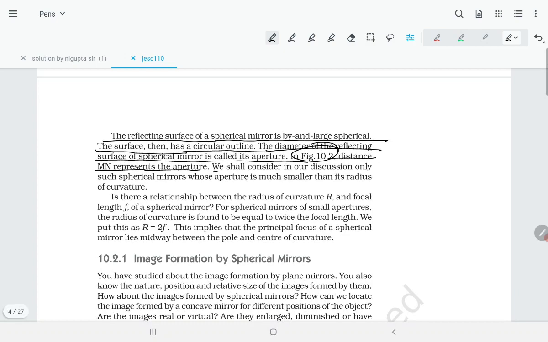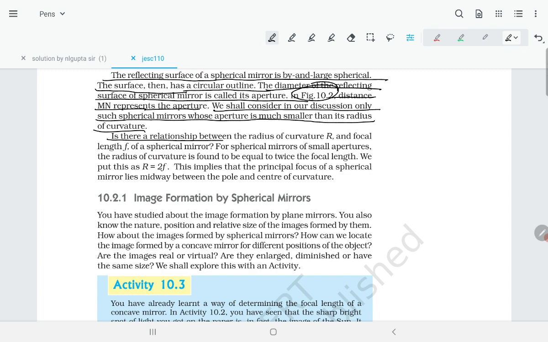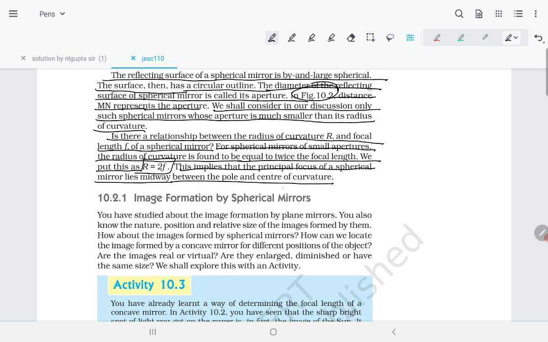We shall consider in our discussion only such spherical mirrors whose aperture is much smaller than the radius of curvature. Is there a relationship between the radius of curvature and the focal length of a spherical mirror? For a spherical mirror of small aperture, the radius of curvature is found to be equal to twice the focal length. We put this as R = 2f. This implies that the principal focus of a spherical mirror lies midway between the pole and the center of curvature.